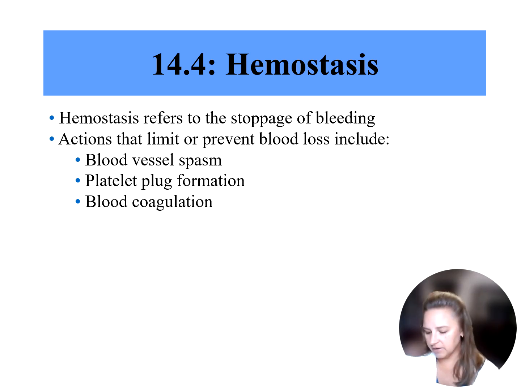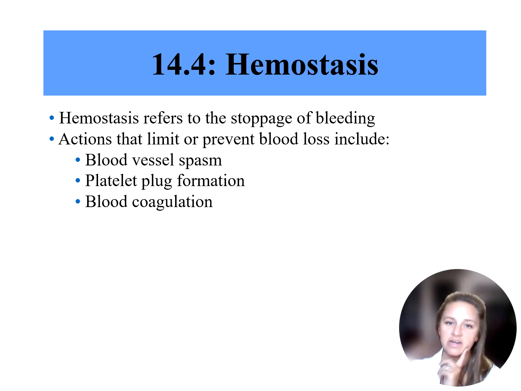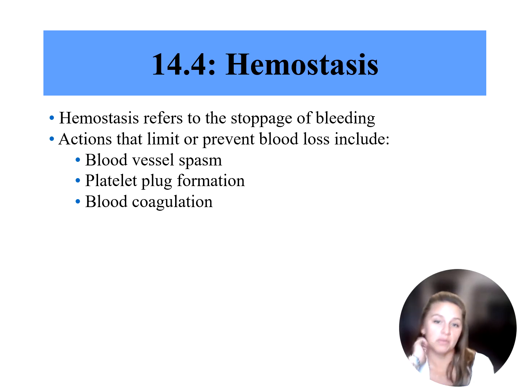Okay, let's talk about how we stop bleeding if there is either internal or external bleeding. So the word that we use to describe stoppage of bleeding is hemostasis. Stasis means stop or static. Hemo refers to blood. And there's 3 major things that limit or prevent blood loss, and that's blood vessel spasm, so kind of contracting of the blood vessel, platelet plug formation, so we'll talk about platelets, and then blood coagulation.